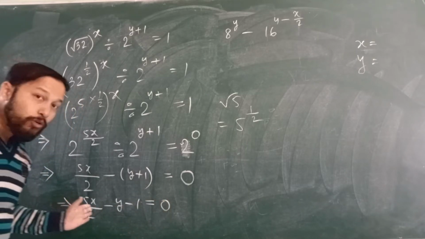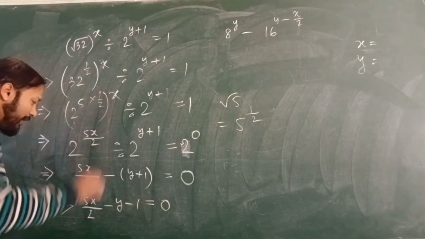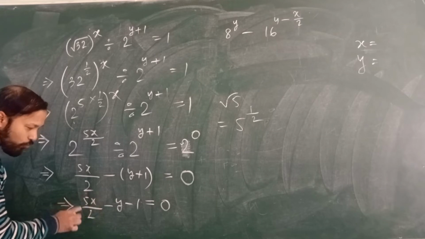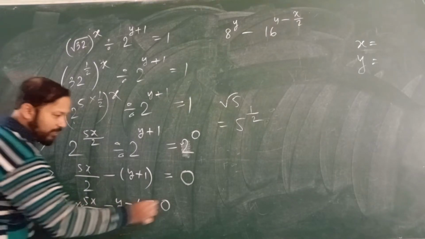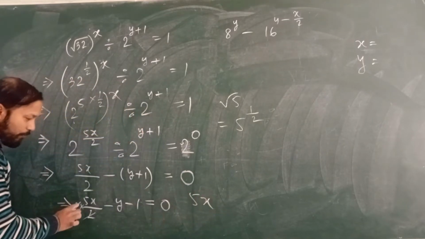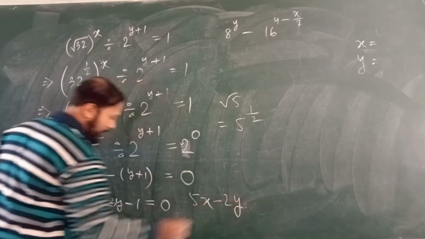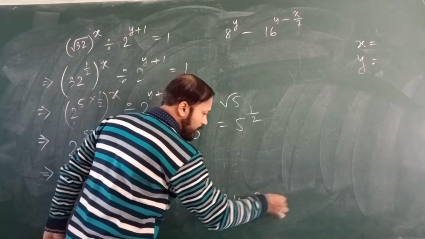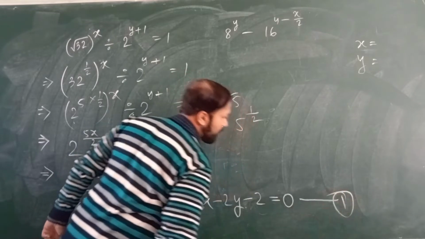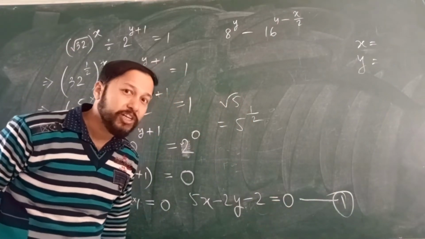Now multiply all the numbers by 2. So what are you getting? If you multiply this by 2, the 2 cancels and you get 5x. If you multiply this by 2, you get 2y. If you multiply this by 2, you get 2. Okay, 5x minus 2y minus 2 equal to 0. This is your first equation.